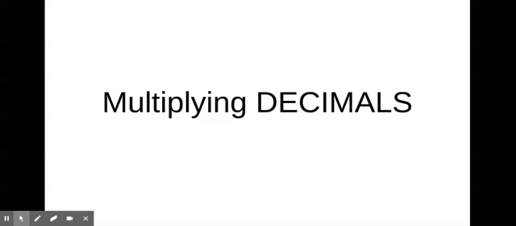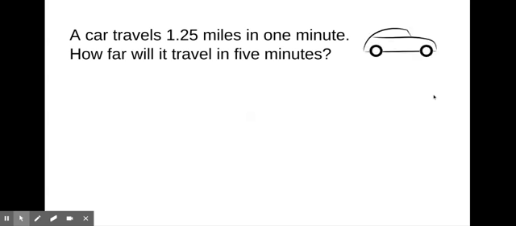In this video, we're going to be multiplying decimals. Let's get started. Our first example is, a car travels 1 and 2500th miles in 1 minute. How far will it travel in 5 minutes?